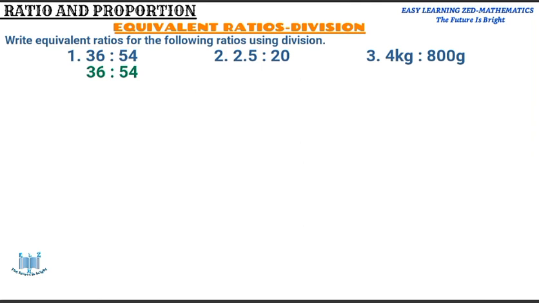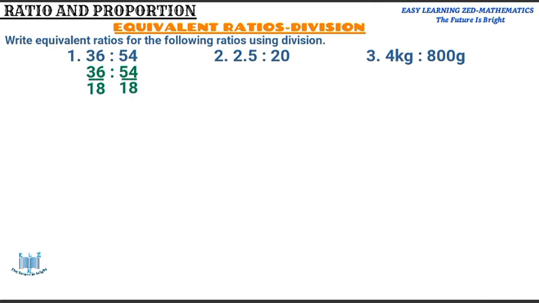We know 9 can go into both, as well as 18. We also have 2 that can go there, but we will go with 18. 18 can go into both. There is no bigger number that can go into both, so I'm going to divide both sides by 18. So I'm going to write 36 divided by 18, as well as 54 divided by 18.